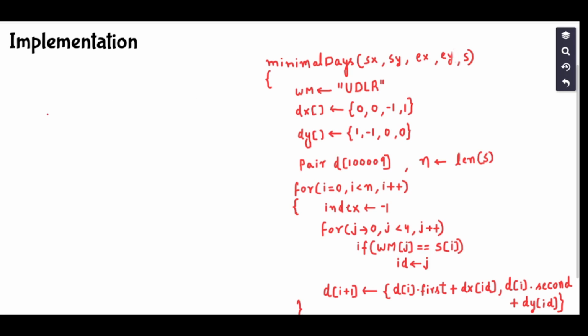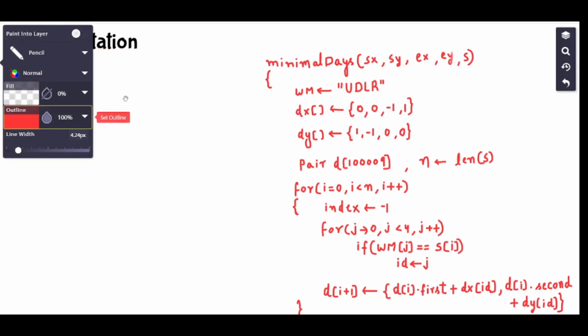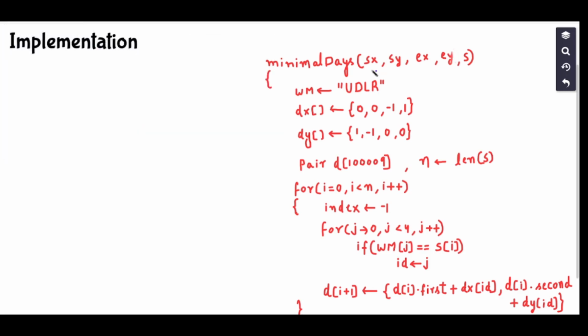So this is a minimal day function which takes in this initial location sx, sy, ending location ex, ey, and the forecast string. This is wm string basically represents, let's call it maybe navigation string, or the string representing the directions towards which the ship can move.